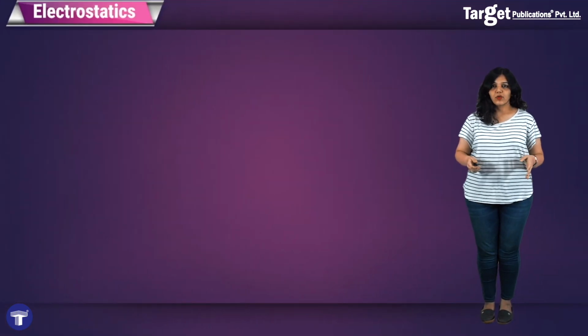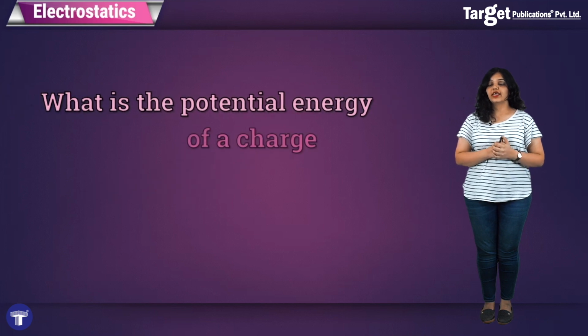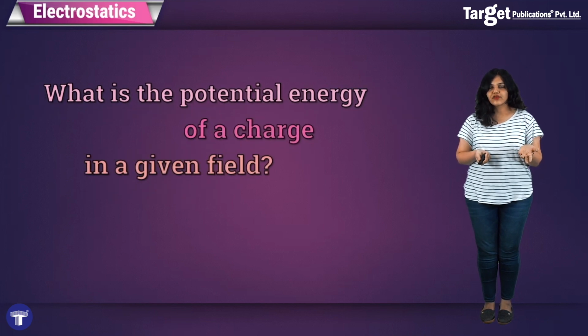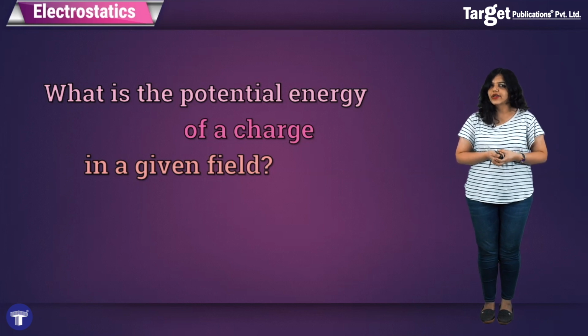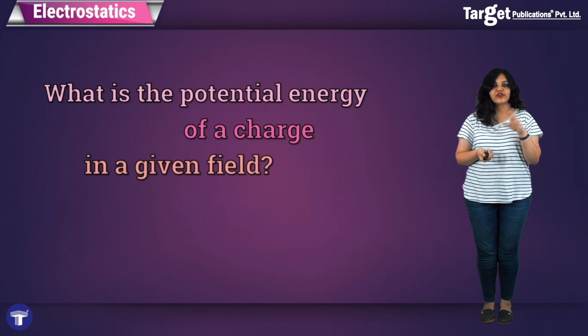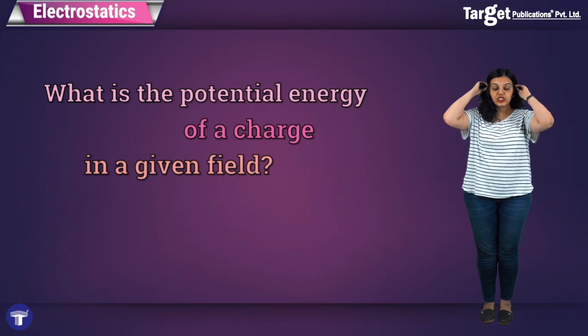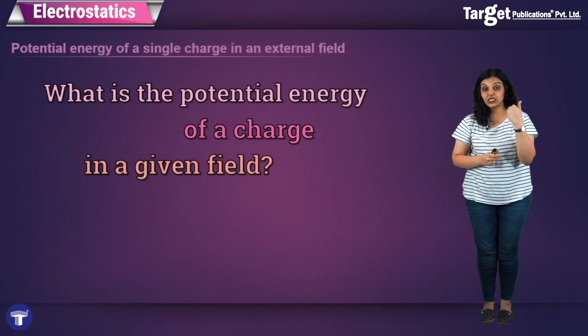So the next question I want to ask is, what is the potential energy of a charge in a given field? So how is this different from what we did before? We found the potential energy due to a single point charge. How is this question different from that question? It's different because now I'm asking you the potential energy if I place the charge in a given field.